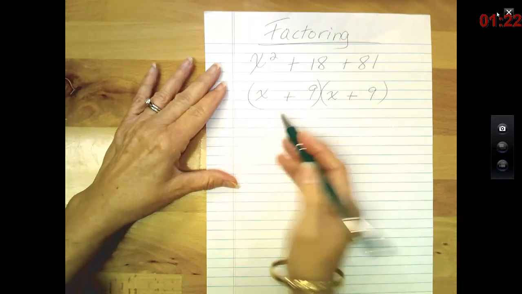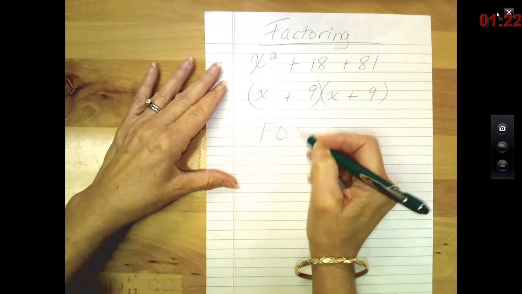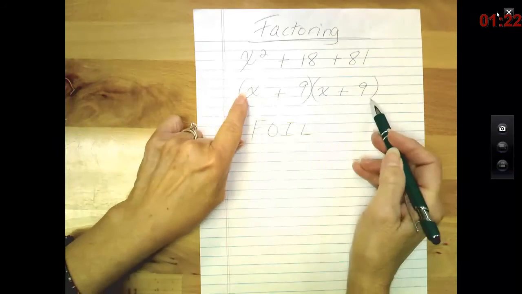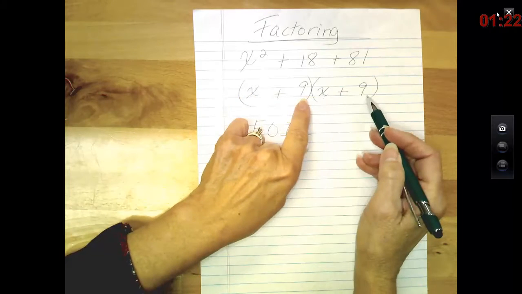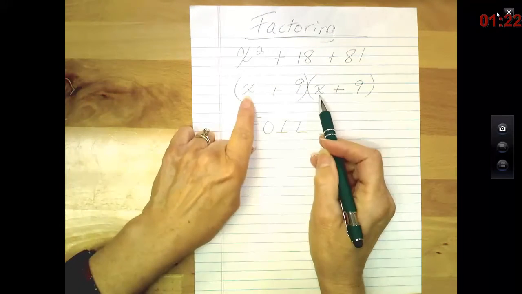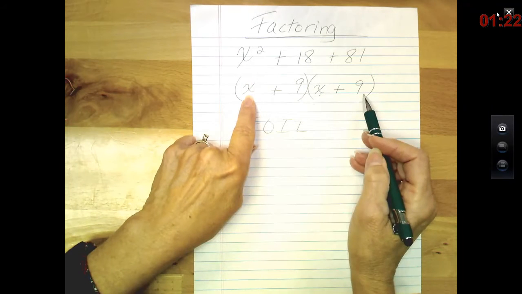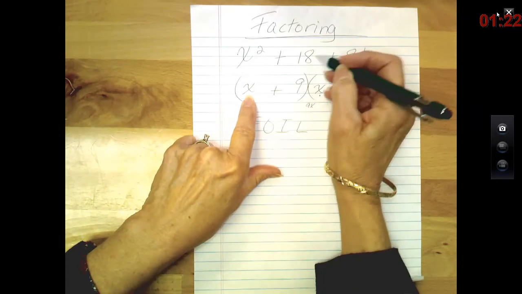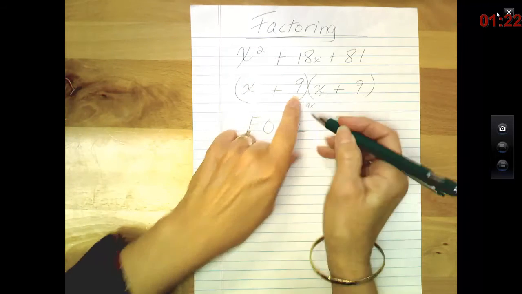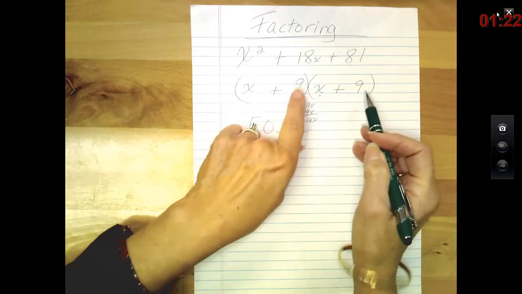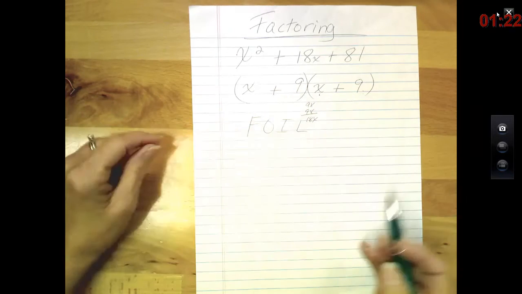And you use something called the FOIL method, F-O-I-L: first, outside, inside, last. And x times x is x squared. Outside, 9 times x is 9x. Inside, 9x, so that adds up to 18x. And then the last one's 9 times 9 is 81.